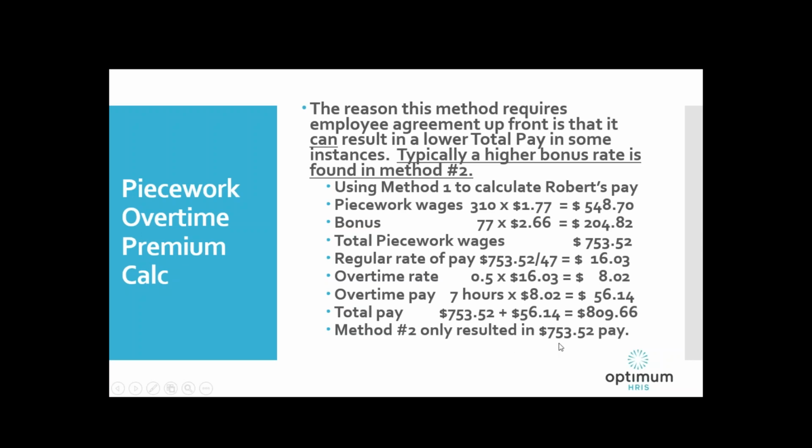But by using method 2 in this case, which Robert had agreed to ahead of time, method 2 only resulted in $753.52. But it does have a higher bonus rate than a lot of method 1 calculations often have. So there's some advantage to the employer to having employees agree to this type of method 2 calculation ahead of time. So you need to have the employees agree to this method if you're going to use it. It can be to the employee's advantage. Sometimes it is, sometimes it's not, just depending on the numbers that you're using for that bonus calculation.